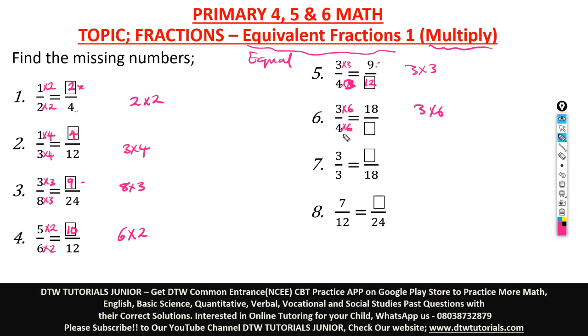So 4 times 6, what is 4 times 6? That gives you what? 24. Do you see that now? Okay, I know you have gotten it. So I want you to do this as your classwork now.